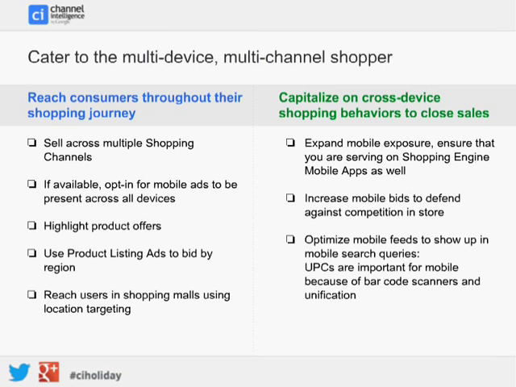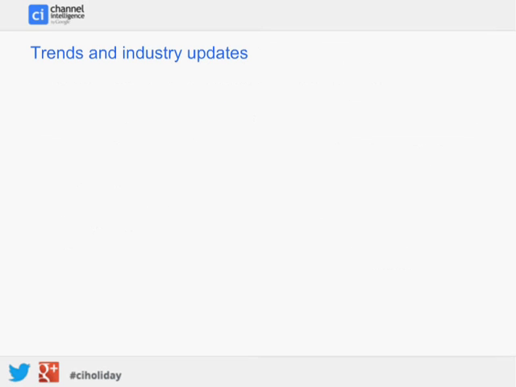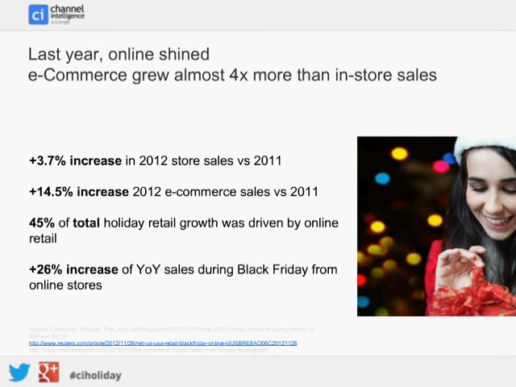Okay, next we're going to talk a little bit about trends and some industry updates. Last year, online really shined. E-commerce grew 4 times more than in-store sales grew. So we have some stats to show here. We have a 3.7% increase in 2012 store sales versus 2011, a nearly 15% increase in 2012 e-commerce sales versus 2011. So there's that 4x difference between in-store sales and e-commerce sales.